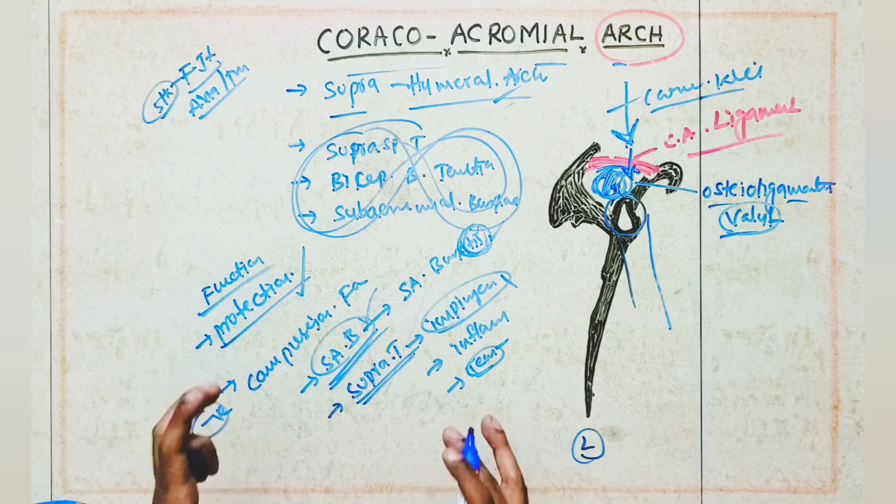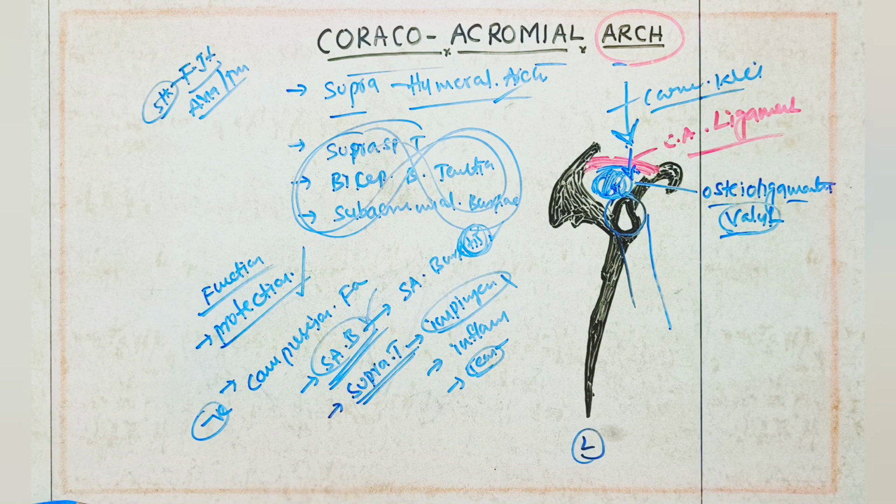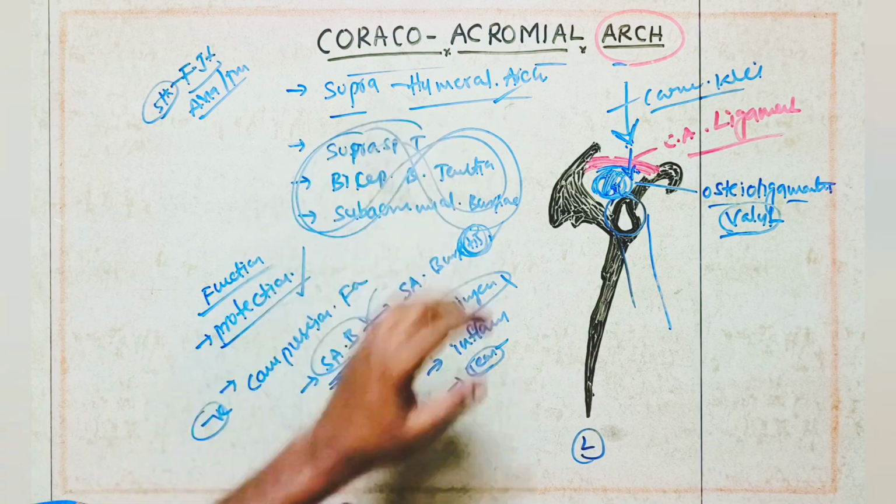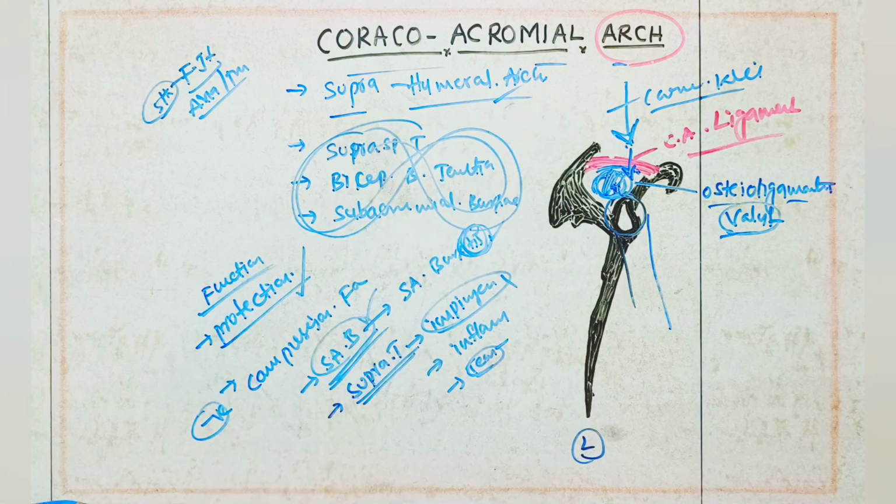So these are the points about the coracoacromial ligament or arch. It is also called the suprahumeral arch. It is going to give protection to these structures. At the same time, it may also compress the structures which are passing beneath it. Clear?